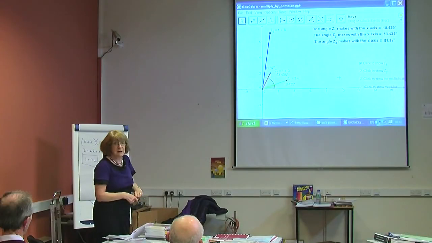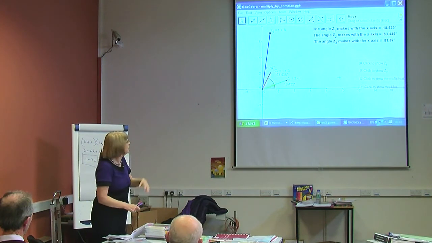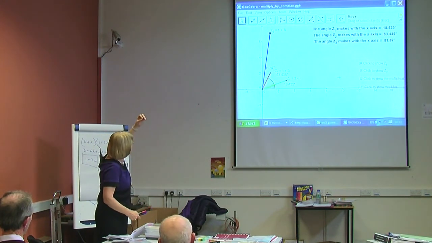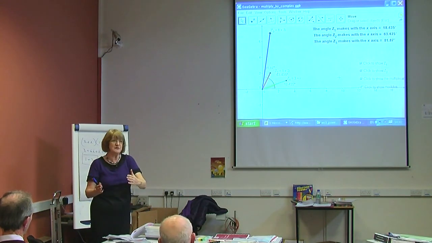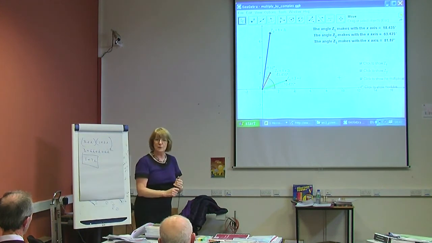And look at the angle it makes, 81 degrees. Now, can you see a connection between the two complex numbers we started with, and the one we've ended up with?